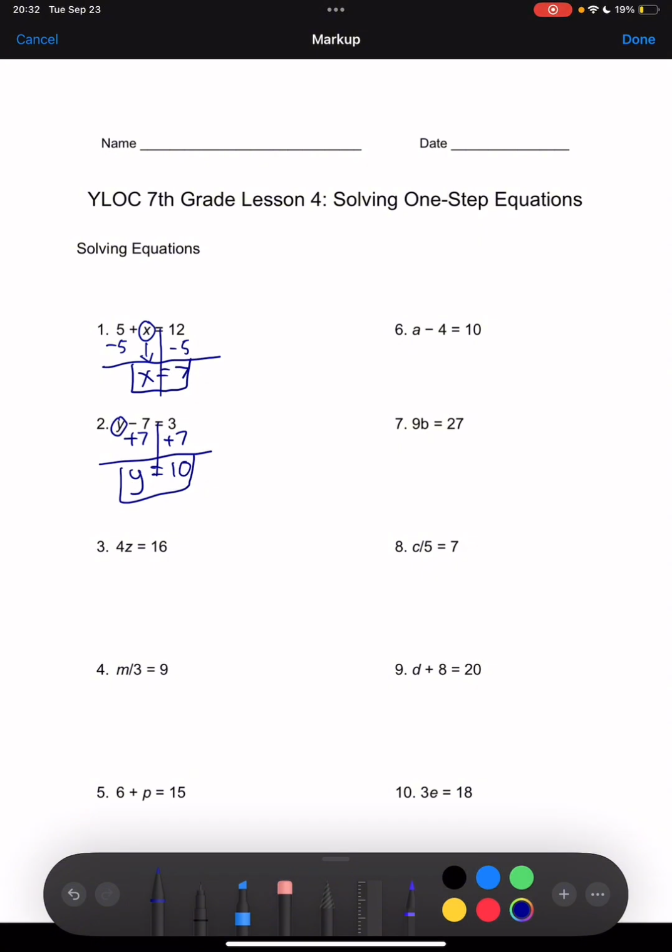Number 3, 4z is equal to 16. So for z, there is no specific operation or sign that is separating them, and that basically means that it's 4 times z. It's similar to 4 parentheses z together. So we're going to do divided by 4 because we're trying to get z by itself, and the opposite of multiplication is division. So we're going to do the same thing to the other side. 16 divided by 4 is equal to 4.